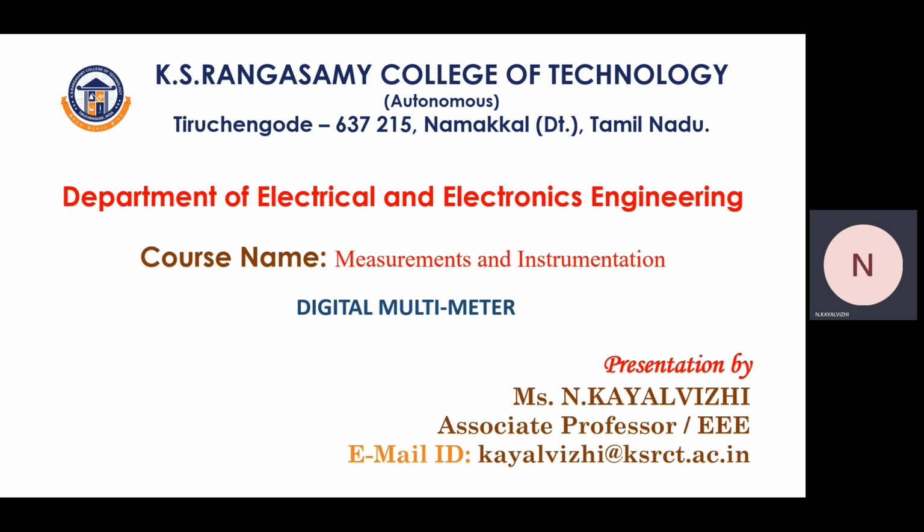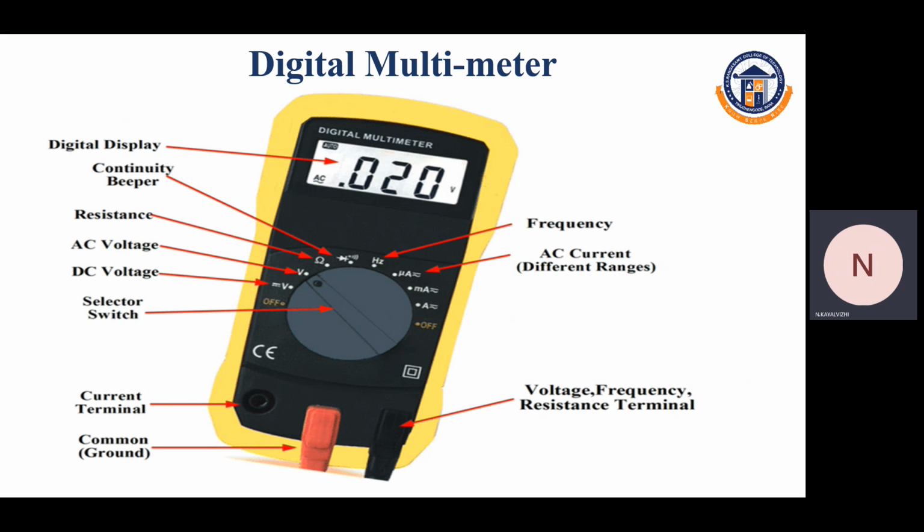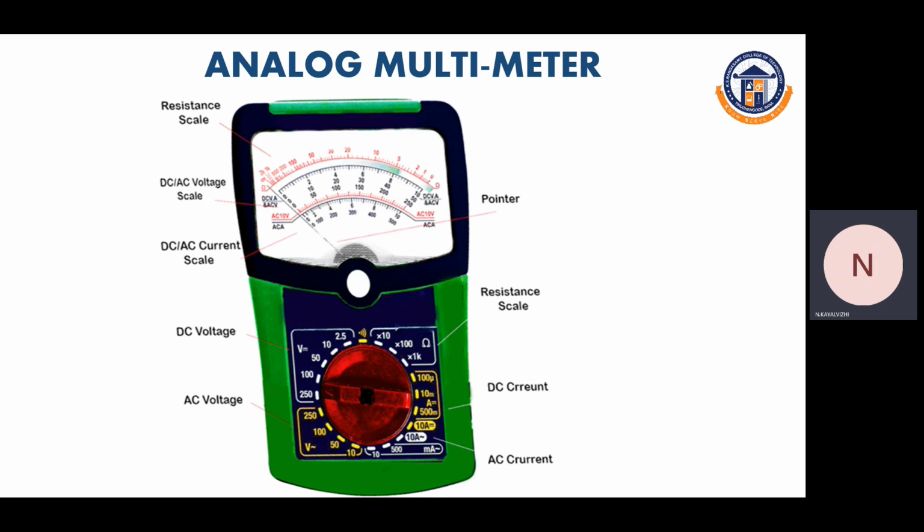This video lecture is about the digital multimeter. The multimeter has two types: one is the digital multimeter and the other is the analog multimeter. In a digital multimeter, the display readout is digital. If it is an analog multimeter, the display readout will be analog.